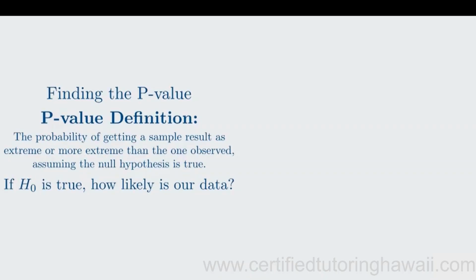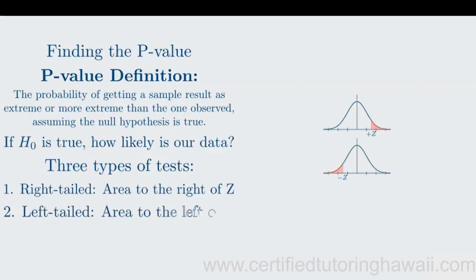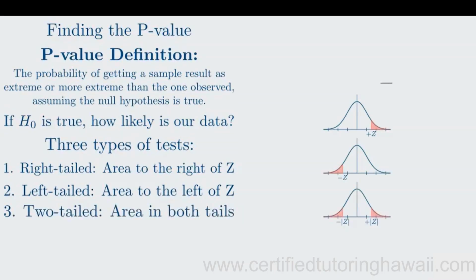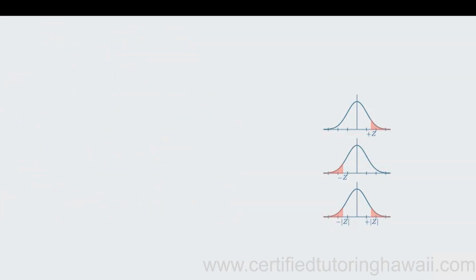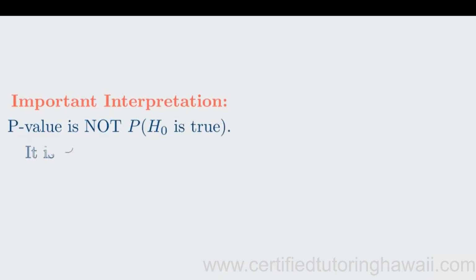The direction of our p-value calculation depends on our alternative hypothesis. There are three types of tests: right-tailed, left-tailed, and two-tailed. If we think proportion 1 is greater than proportion 2, we look at the right tail. If we think it's less, we look at the left tail. If we just think they are different, we calculate the area in one tail and double it. Remember, a p-value is not the probability that the null hypothesis is true. It is the probability of seeing our data given that the null hypothesis is already assumed to be true.